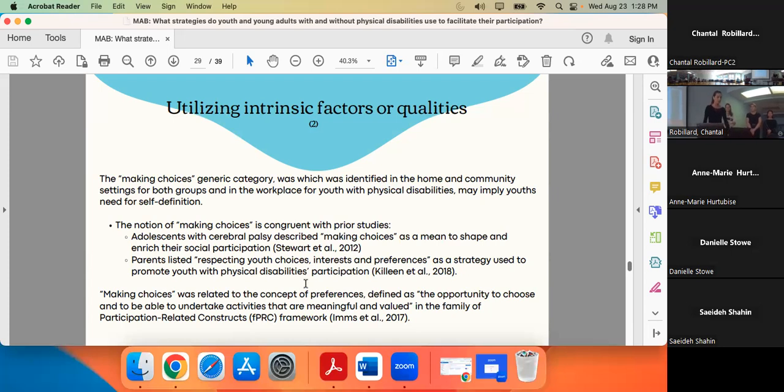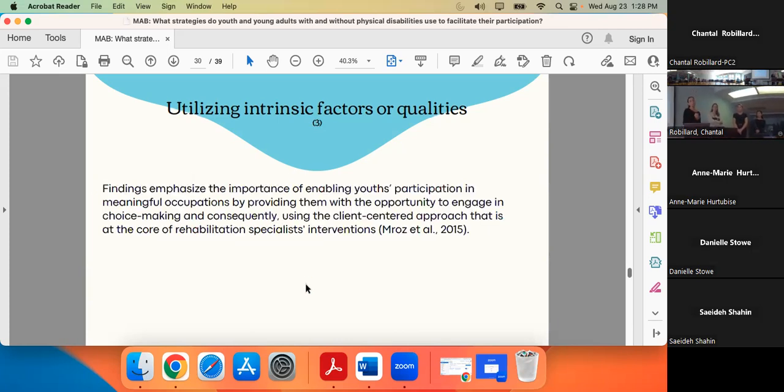And it's important to note that making choices was related to the construct of preferences, which was defined as the opportunity to choose and to be able to undertake activities that are meaningful and valued in the family of participation related constructs framework. So I don't know if you guys heard about the family of participation related constructs, but basically it's a framework that comprehensively captures the characteristics and natures of participation and is now commonly used to define participation for youth and children. And these findings emphasize the importance of enabling youth participation in meaningful occupations by providing them with the opportunity to engage in choice making and consequently using a client-centered approach, which is at the core of all rehabilitation interventions.